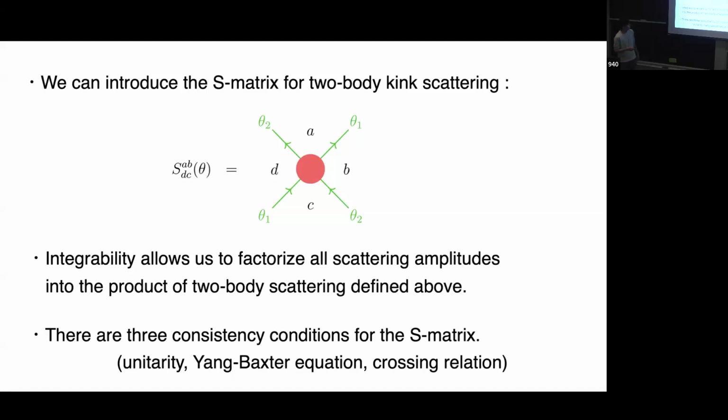In integrable quantum field theories, we have three consistency conditions for this S matrix: unitarity, the Yang-Baxter equation, and the crossing relation. The main target of this talk is the last one, the crossing relation. So in the next slide, I want to review the crossing relation.